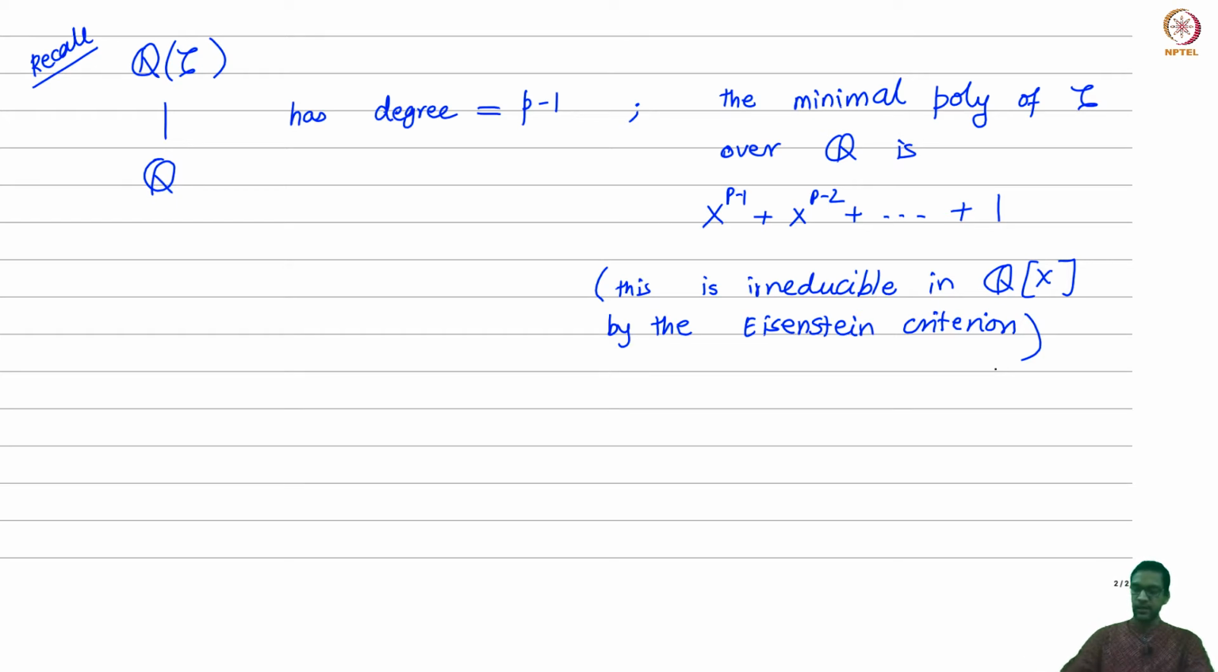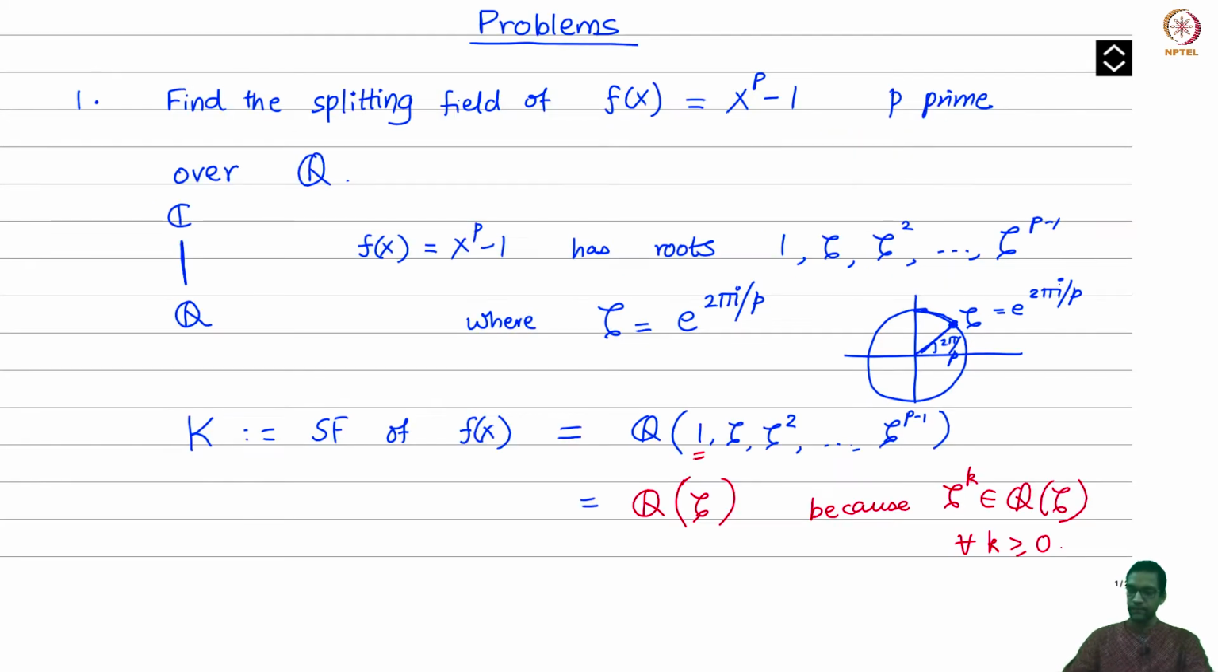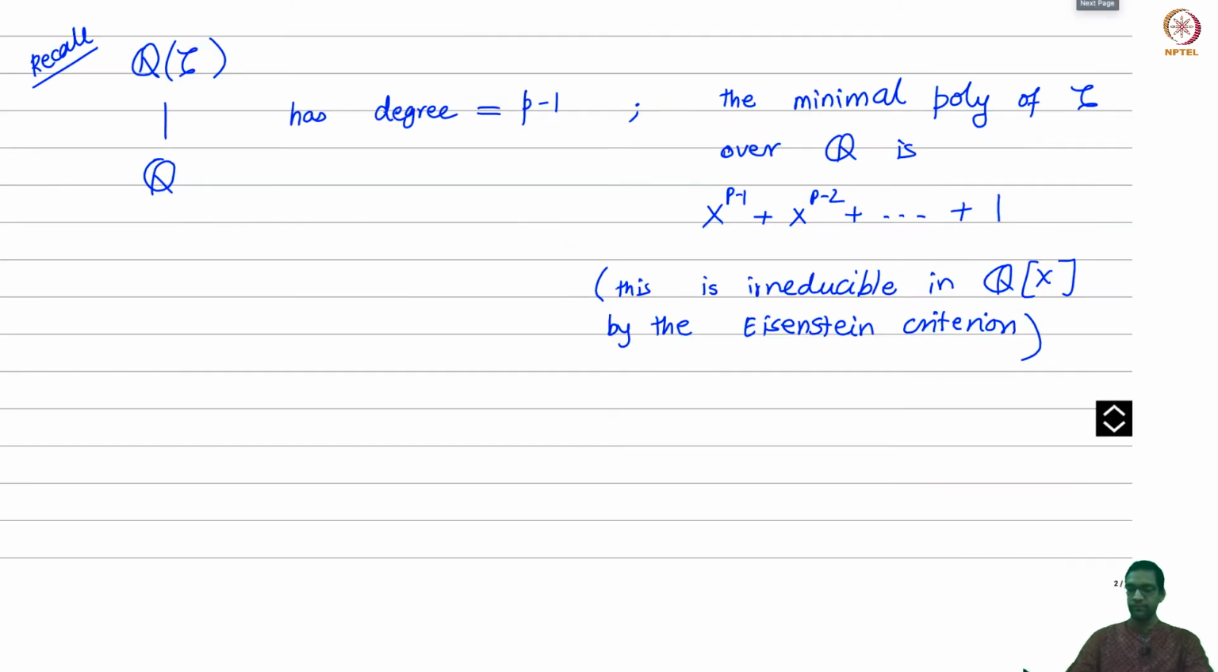What it says is that the splitting field of the polynomial x to the p minus 1 is the cyclotomic field Q of zeta, and it has degree p minus 1.